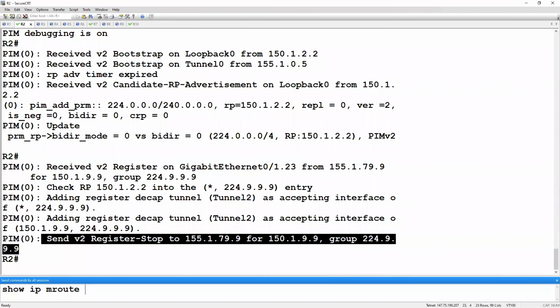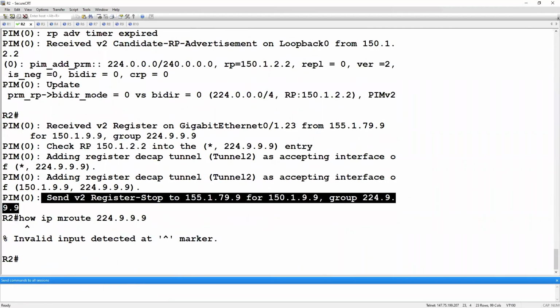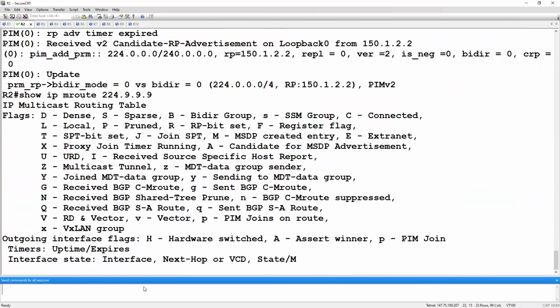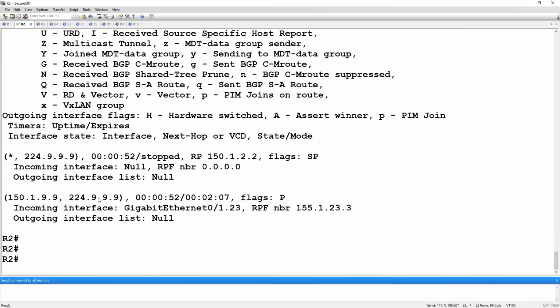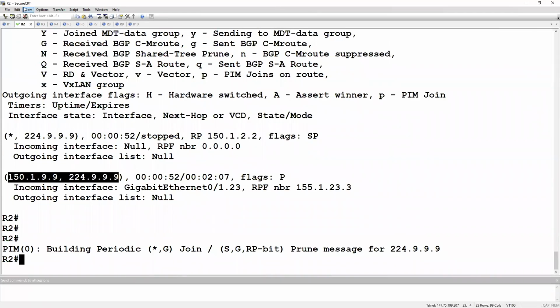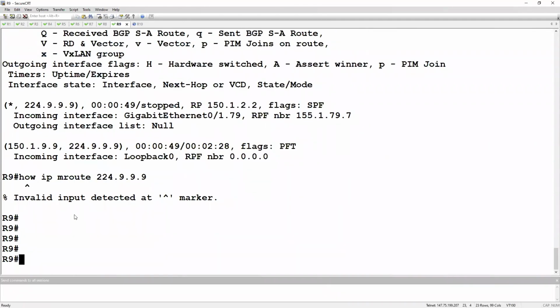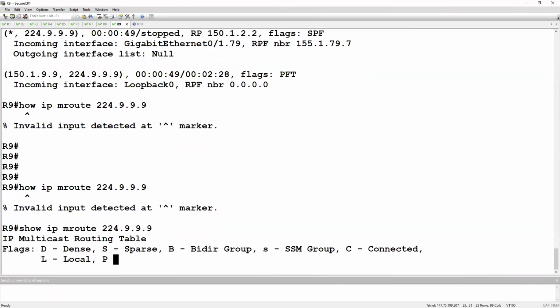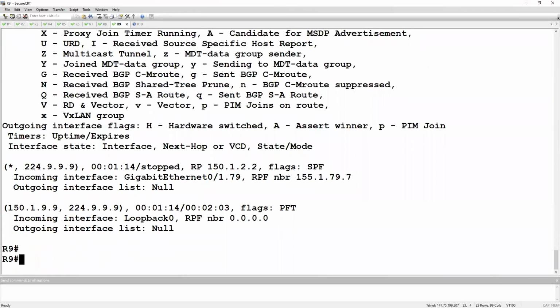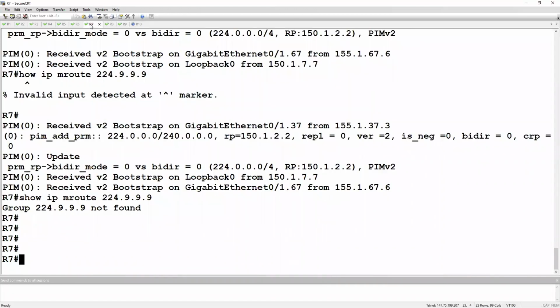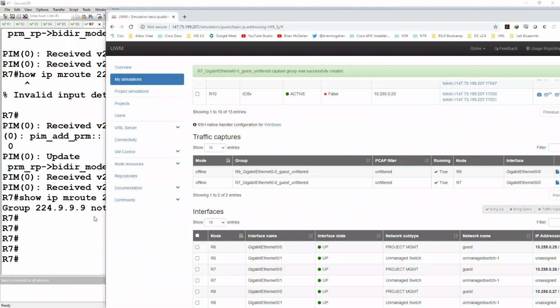So if we look at all of the devices in the middle, and we look at the show IP mroute for 224.9.9.9, we should see that the rendezvous point knows about both the star comma G entry and the S comma G entry. If we look at the other devices in the middle, they're not going to know about these groups yet. Router 9 should know about its own sending address, 150.1.9.9. But router 7 likewise does not know about this. So let's go ahead and look at our packet capture on router 9.